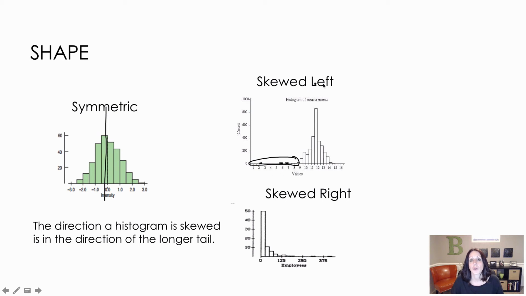This is called skewed left. The skew is always in the direction of the longer tail, so this would have a long tail. Most of my values are over here, and then I've got some extras over here, so it's skewed left. This is skewed right because again, I've got some values over here that don't fit with the rest of the data.